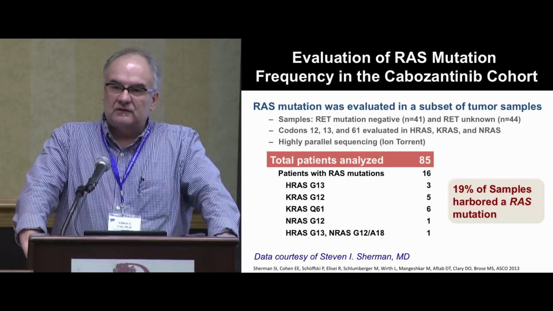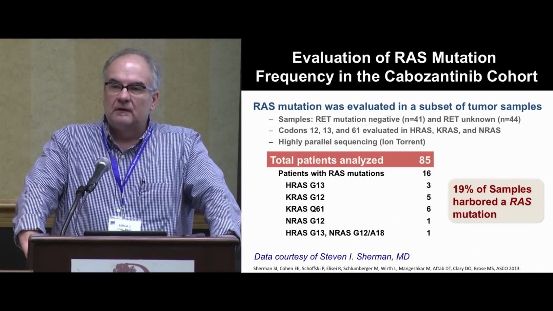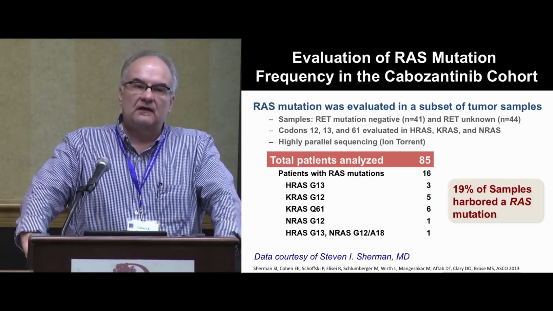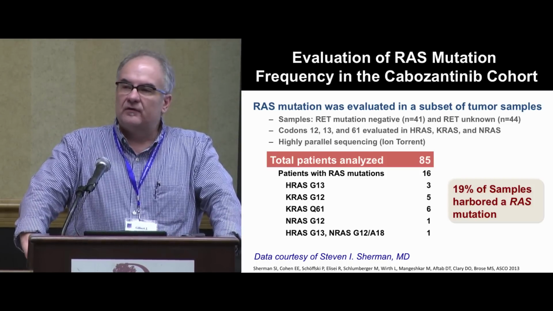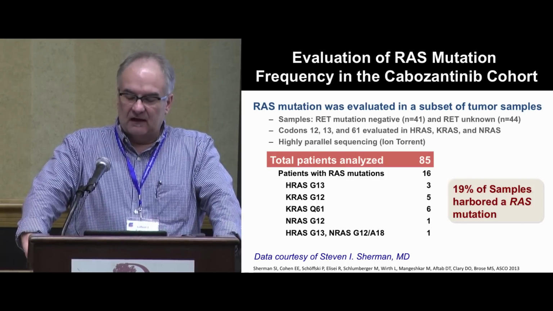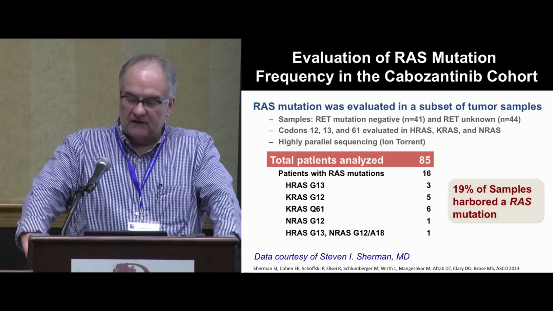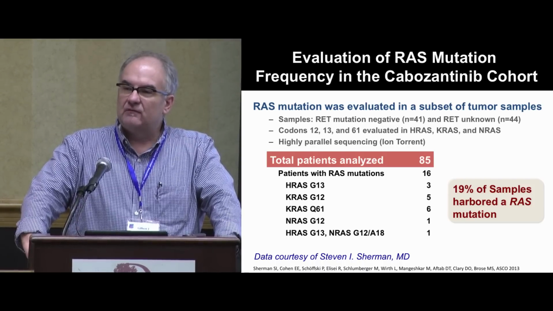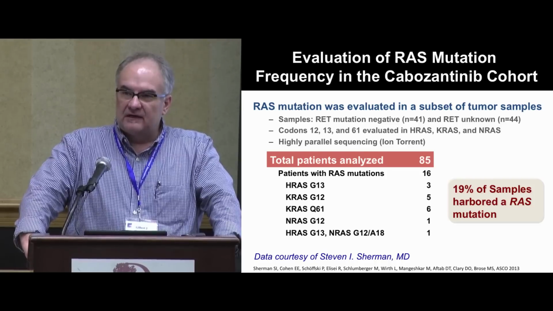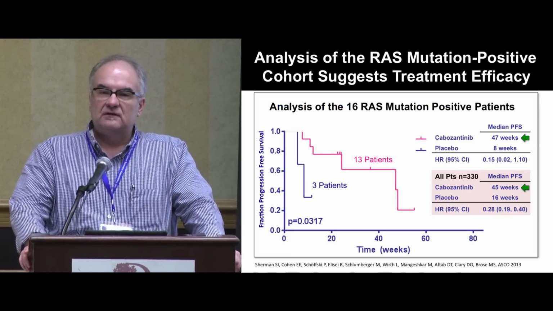Exelixis decided, when they found out that RAS mutations occur, to go back to those samples and ask, in the RET negative samples, are there in fact RAS mutations? It turned out that they analyzed 85 samples, and in those 85 samples they found 16 patients that had RAS mutations, and then they went back to that data set and asked the question, did those patients respond to drug?